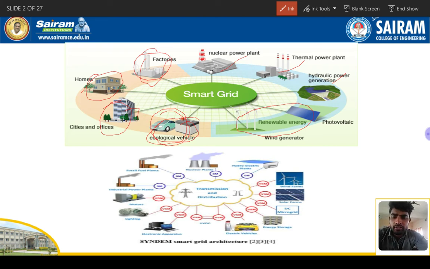That's a smart grid. See here, transmission and distribution involves wind, solar, DC microgrids. So, microgrid in the sense we are having small generating stations, like less amount of power we are generating, and then we are collaging everything. We are interconnecting everything, right? Or integrating all the power plants.